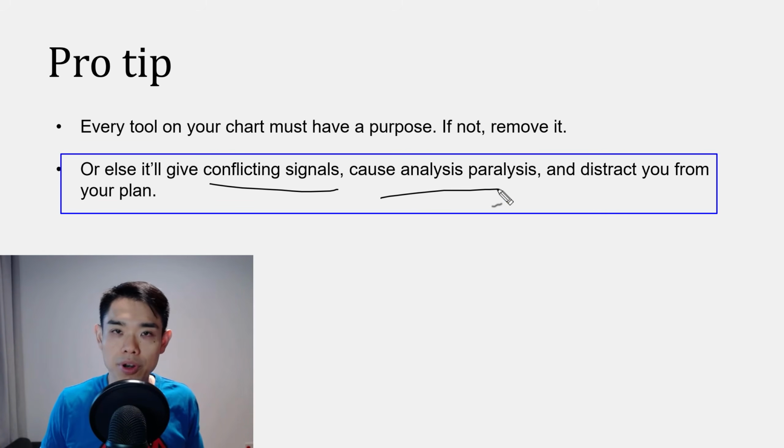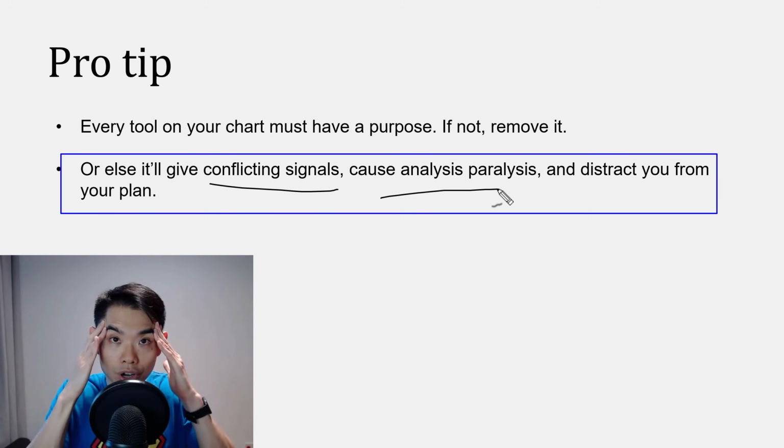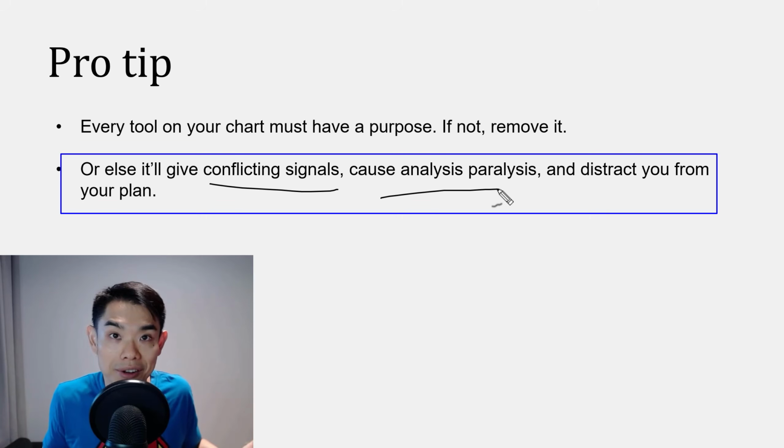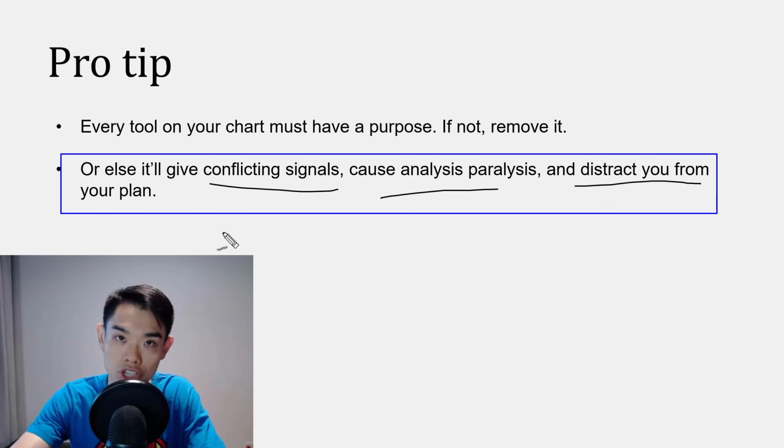You get analysis paralysis, where you have so many things on the chart, you analyze, and you feel confused and frustrated. I don't know, what should I do now? Close your monitor and take a break, right? That's probably the thing you need to do. Or even worse, it distracts you from your trading plan. You didn't have a plan, but because you have so many things on your chart, it distracts you from the things that matter, which is your trading plan.